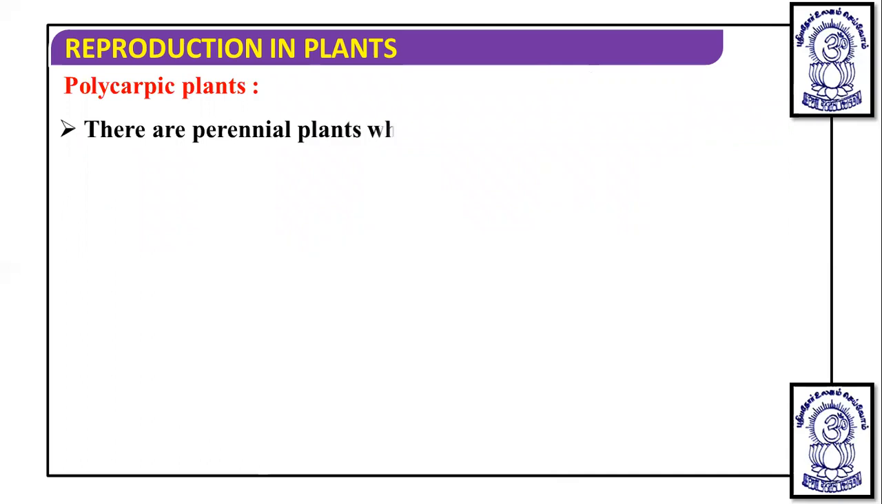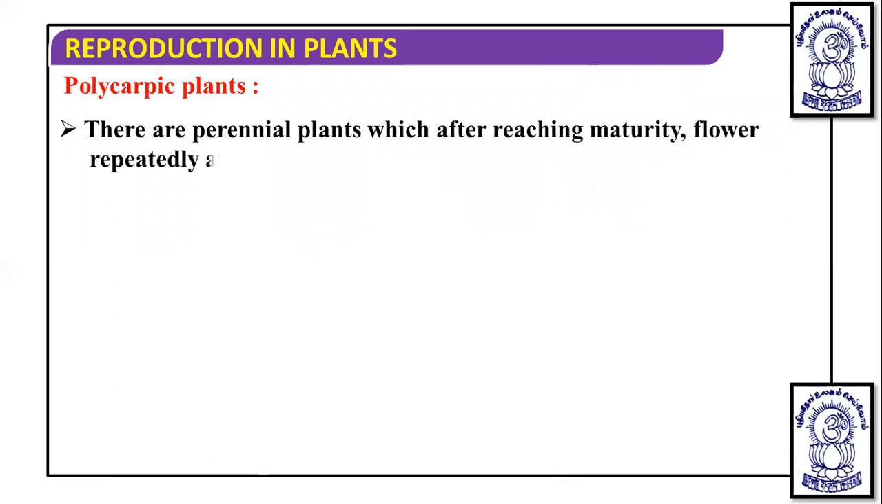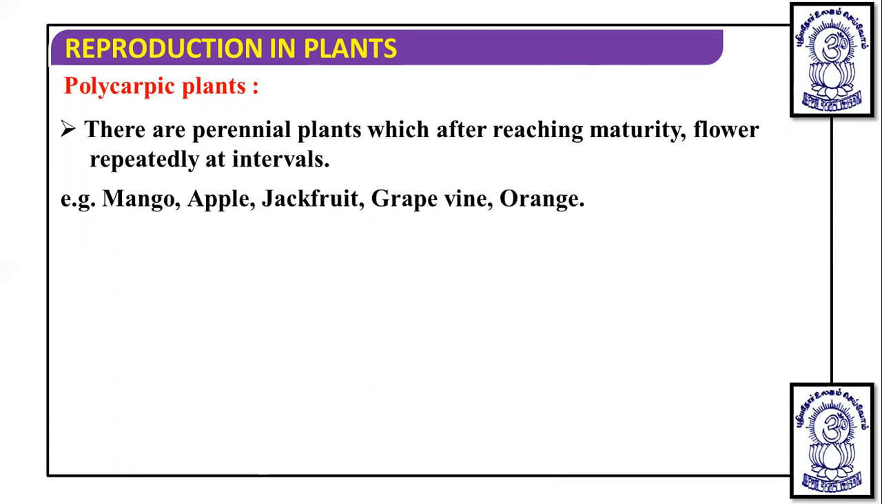In polycarpic plant, there are perennial plants which, after reaching maturity, flower repeatedly at intervals. Okay. So their lifespan is of many years, but the flowering occurs many times. So the polycarpic plants are mango, apple, jackfruit, grapevine, orange.